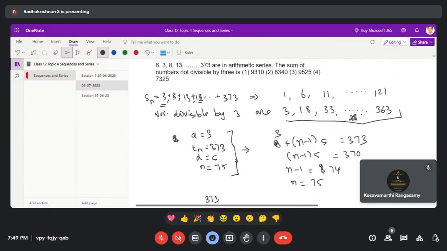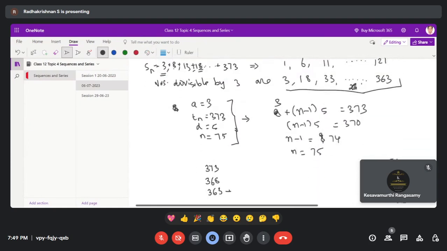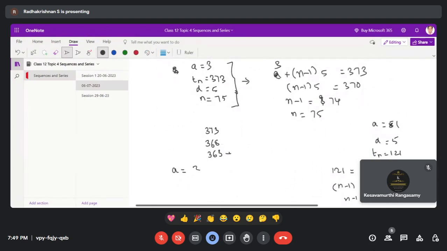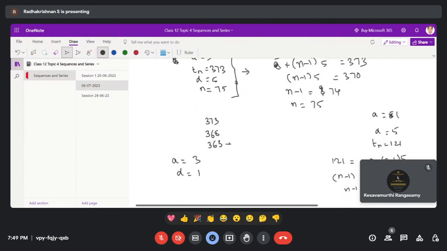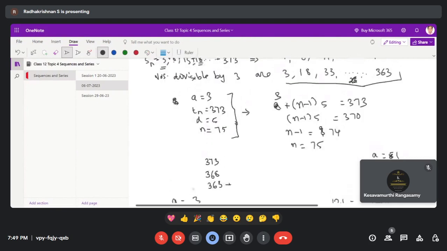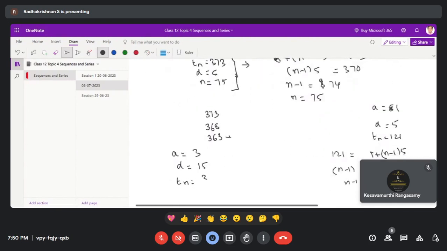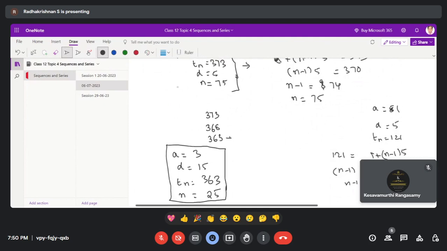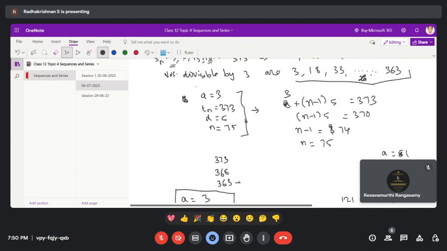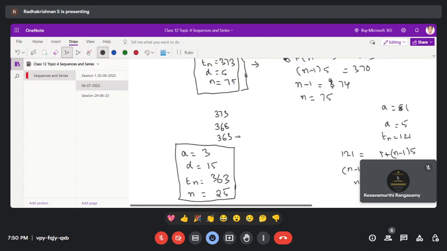A equal to 3, D equal to 15, Tn equal to 363, n equal to 25. So this is the series of numbers divisible by 3. This is your all numbers. Okay. So find the sum of the first one, second one, and subtract.